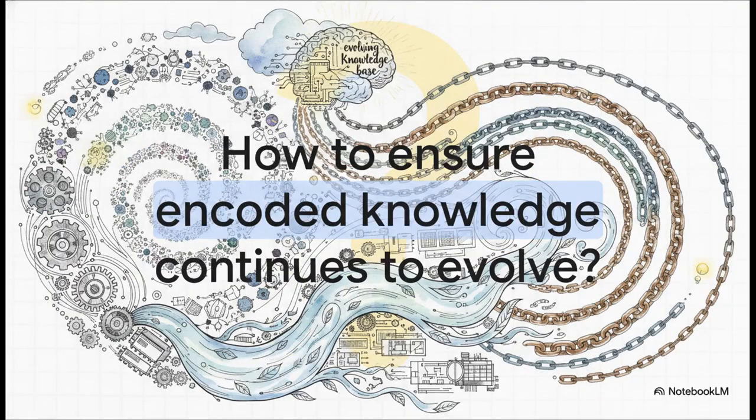I want to leave you all with one final, provocative thought. Think about this. When your entire organization's workflow is automated, how do you ensure the system's encoded knowledge continues to evolve rather than just stagnating? The true power of an agentic workflow isn't merely about automating tasks. It's about building a system where trust compounds over time, continuously learning and self-improving as it goes.